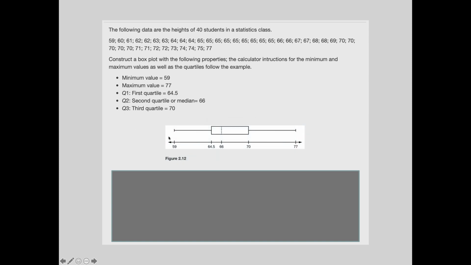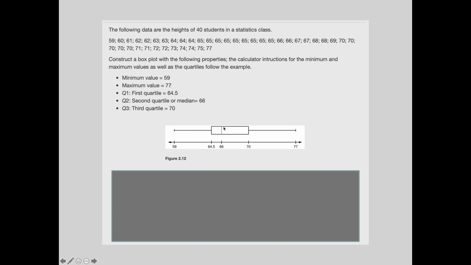Ta-da. There's my box plot. The minimum value is 59. Maximum value is 77. First quartile is 64.5. Notice how it's marked. Okay, 66 for your median value, and 70 for your third quartile. Notice that this distance here is 1.5, from 64.5 to 66, and this distance is 4.